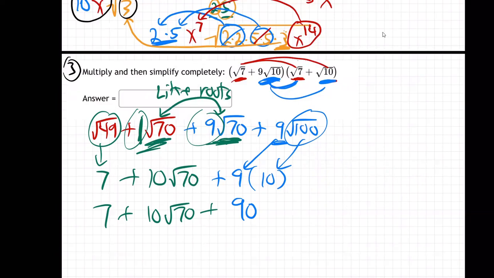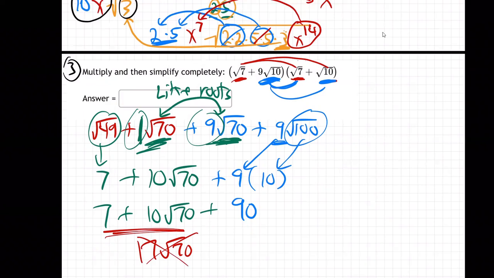Now, we're not done yet. Last thing, I know this problem goes on and on here. 7 and 9 can add. Now, here's the mistake a lot of people make. Let me comment on that. They'll add these two. They'll go, oh, that's 17 root of 70. No. Why not? They're not like roots.